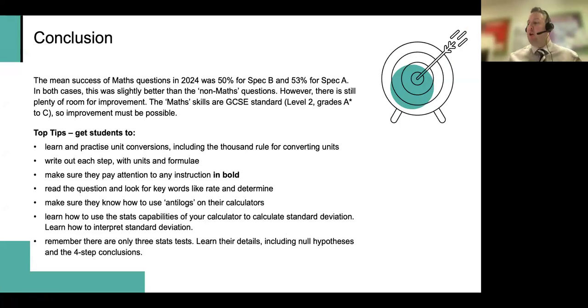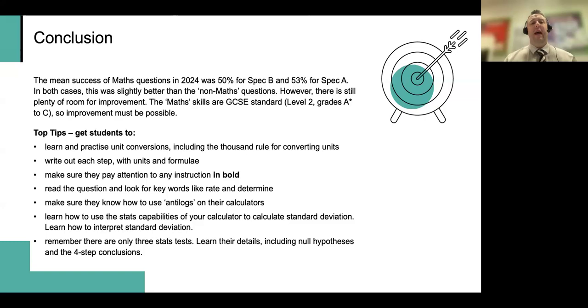So, an important statistic to look at is that the mean success of the maths questions in 2024 was 50% for specification B and 53% for specification A. So that was the mean success rate. As I was going through each question, I was giving you some ideas of each question's success rate. What I'm showing you now is the overall success rate, taking all of those into consideration, was 50% for the maths questions in specification B and 53% for specification A.